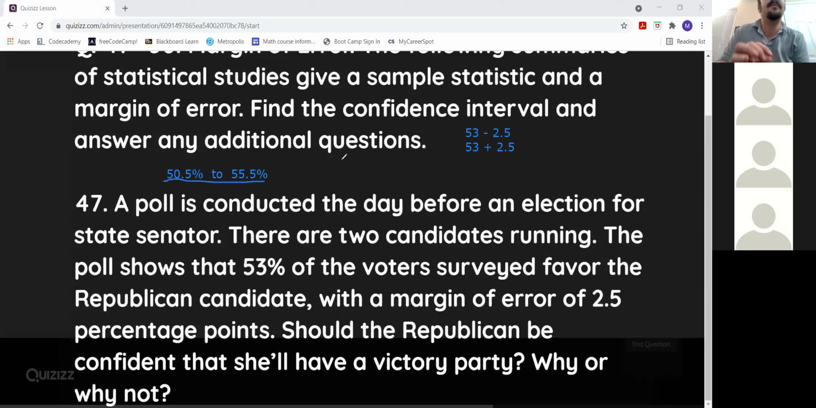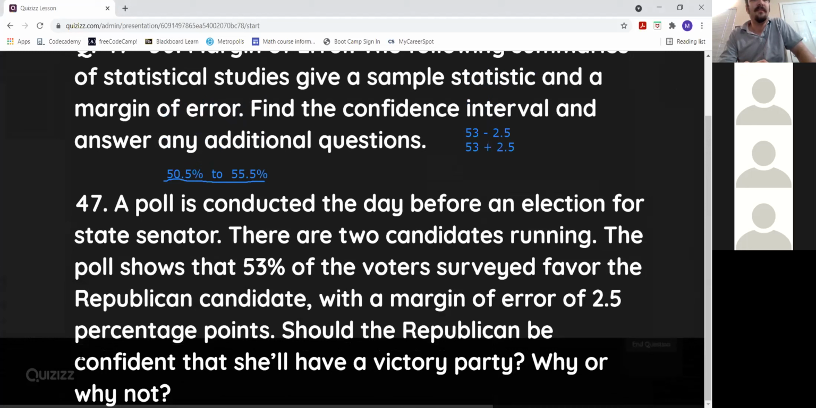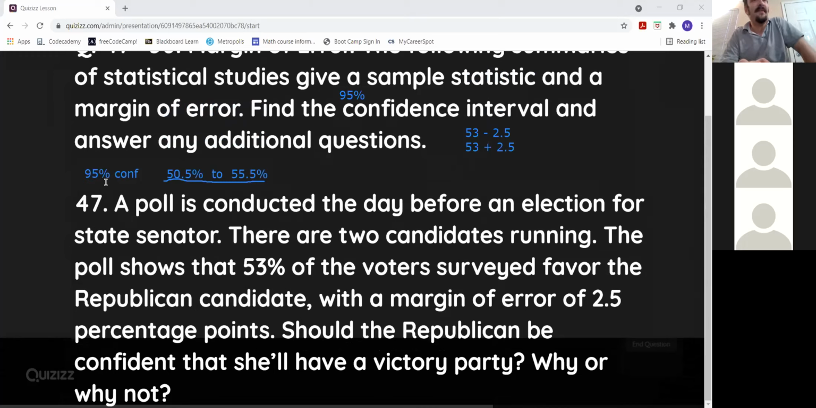This is our confidence interval. So the way they do things here is they're trying to introduce confidence intervals and they're trying not to make things too complicated. But usually when you talk about a confidence interval, they give you a percentage. And usually the default is to talk about a 95% confidence interval. So the way that we would say it is that we're 95% confident that she'll score somewhere between 50.5 and 55.5.